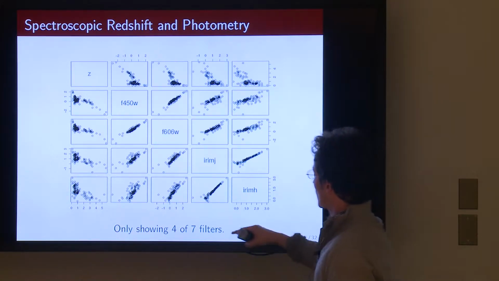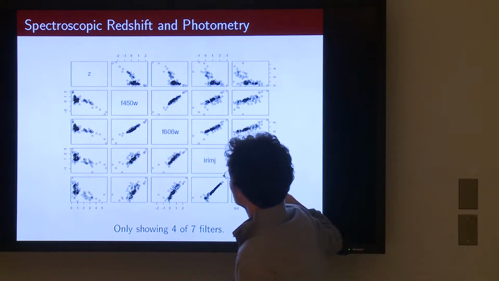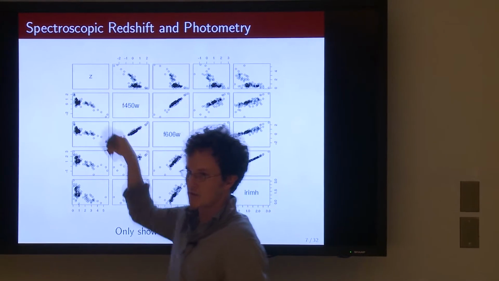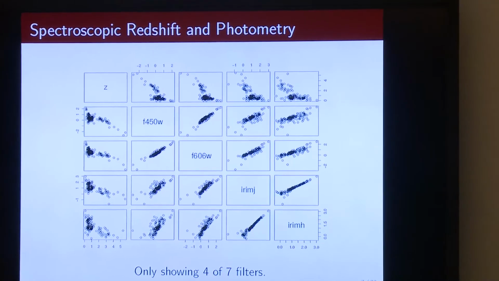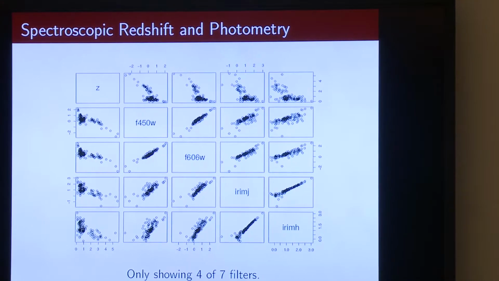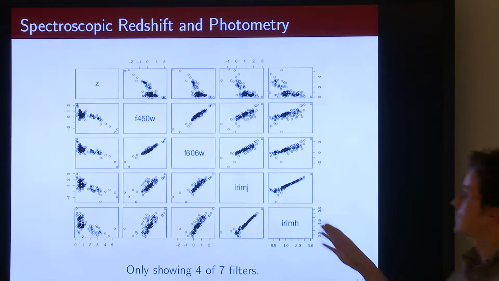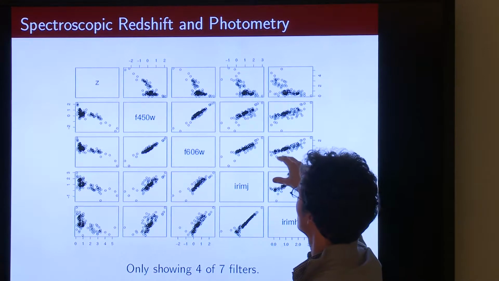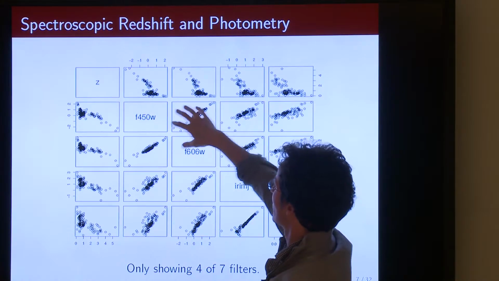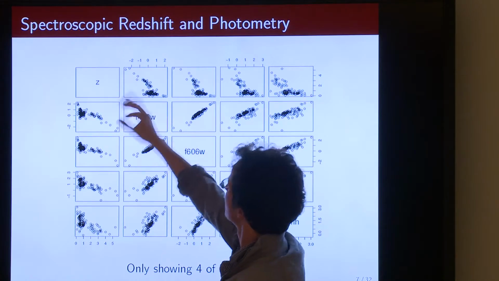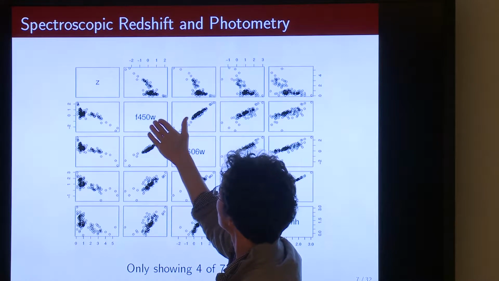So I'm showing scatter plots for 4 of the 7 filters here, along with the redshift, which we know because we actually spent some time to get a spectra for these objects, and then we were able to very accurately estimate redshift. So the idea would be to use the data here to estimate the Z.